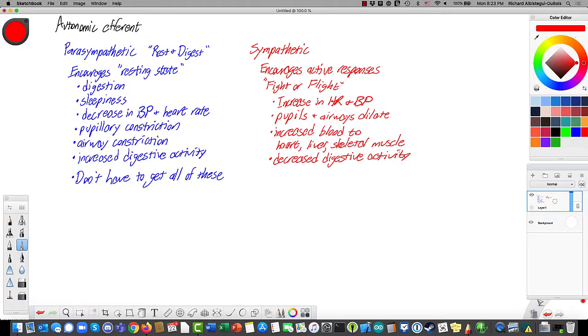And while it is true that, just like the parasympathetic, you don't have to get all of these at once, the sympathetic side has a slight tendency to activate sort of more altogether than the parasympathetic. Parasympathetic is a little more targeted. This tends to be a little more unified in its responses.